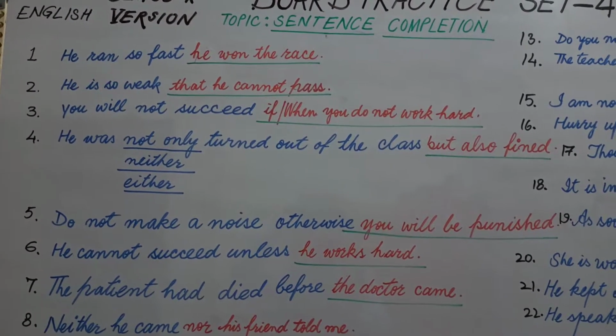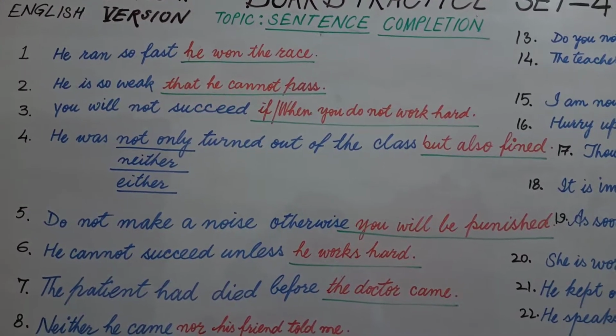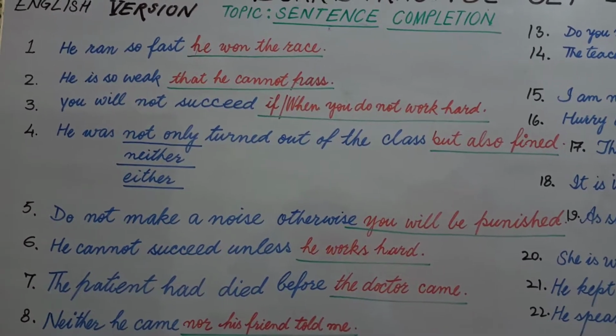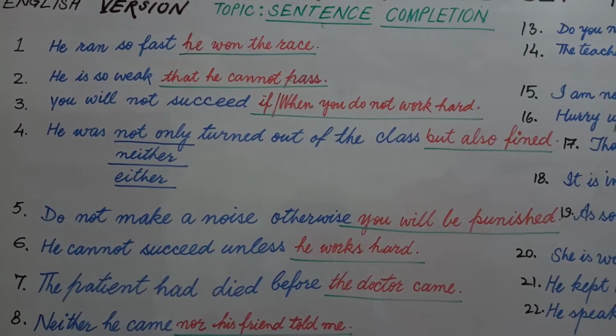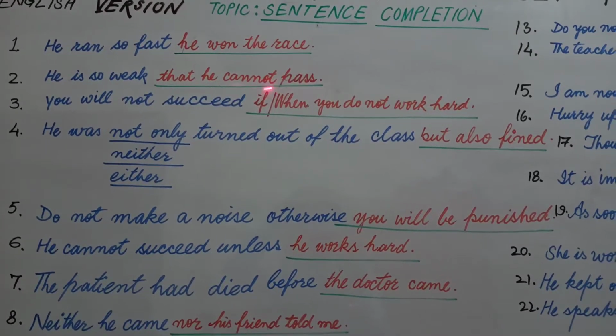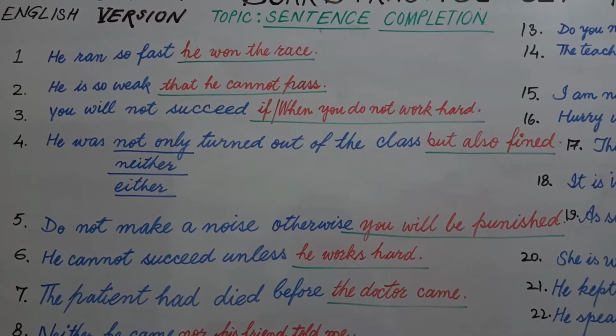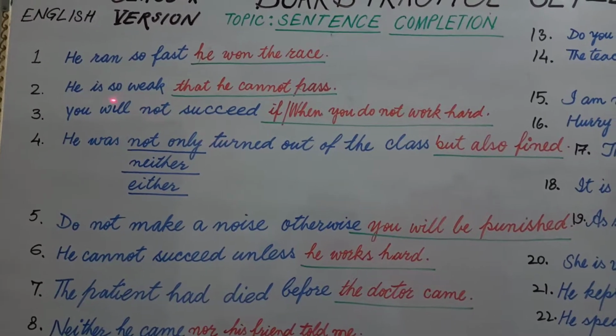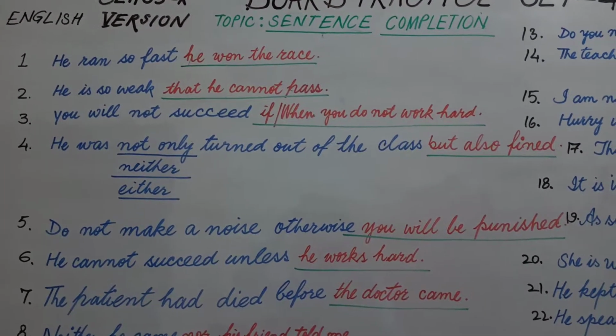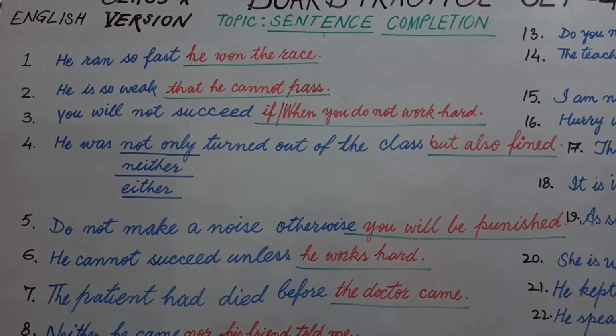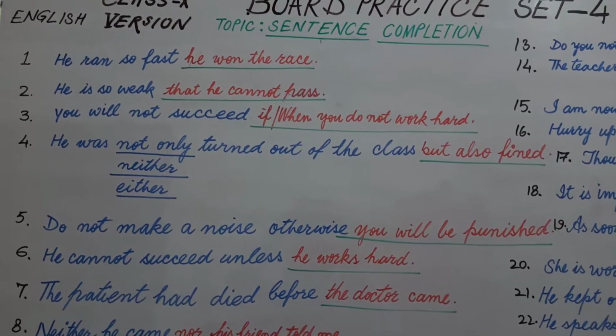This is another. He is so weak that he cannot pass, because weakness represents that something going to be negative. That's why he cannot pass. If you have given here was, then you will use he could not pass. According to the first tense of the first part, you will take the tense and verb according to the first one. Now let's take question number 3.